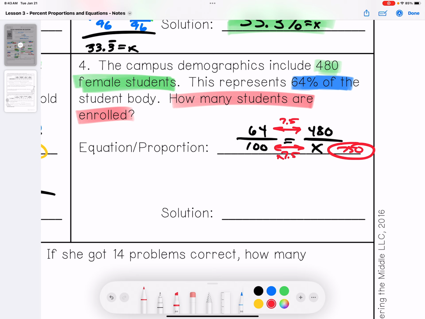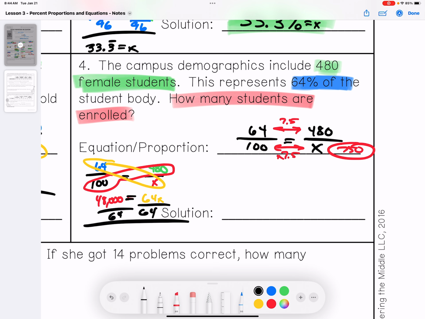Now, for the ones of you that like to do butterfly, let's set that up over here. All right, you butterfly people, 100 times 480 is 48,000 equals 64x, and then you're going to divide by 64, and you're going to get the same thing we got, 750. All right, so 750 total students.